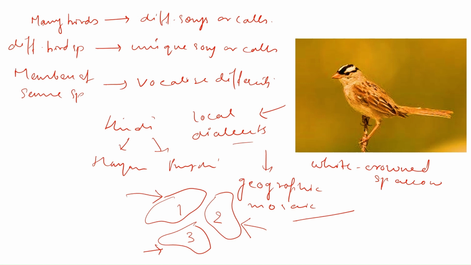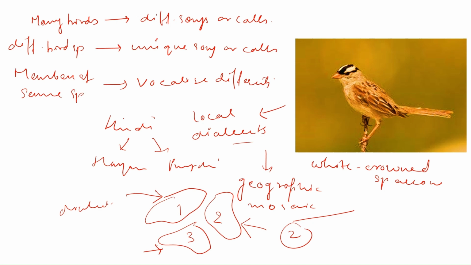That means because of their different dialects, they are divided. With dialect 1, we can say that these sparrows live in geographic area 1. With dialect 2, we can say that this particular species lives in geographic area 2. So this is how they create a geographic mosaic.